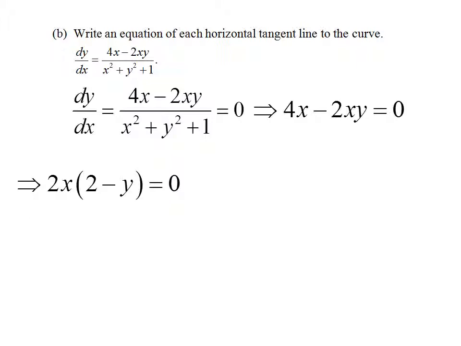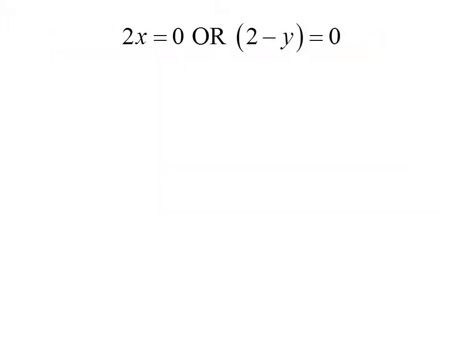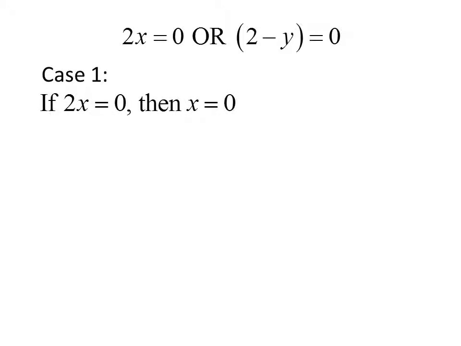The only way you can have a product of 2 or more things equal 0 is if one of those things is equal to 0. So from here, we're going to break it into 2 possibilities. Either that first factor, 2x, is equal to 0, or the second factor, 2 minus y, is equal to 0. We'll investigate the first case first. That is, suppose 2x is equal to 0. That would mean that x is equal to 0.